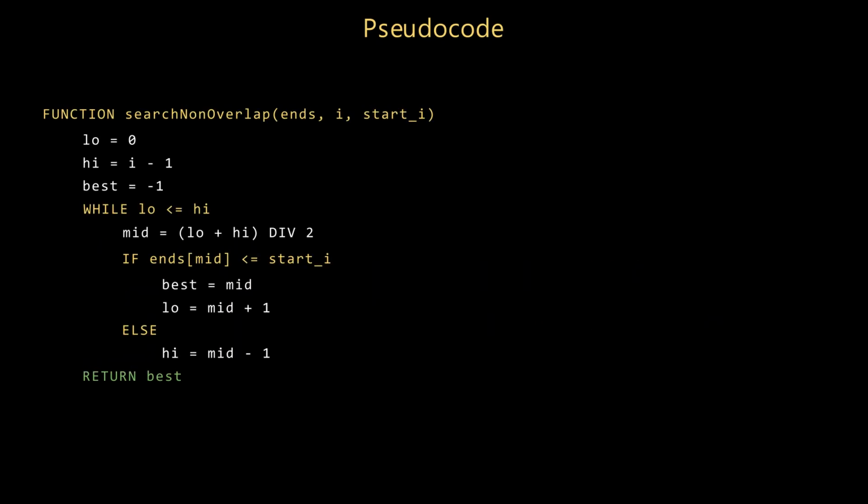The helper binary searches indices 0 through i-1 on the sorted end times. If the middle job ends on or before start_i, we remember it and move low up to hunt for a later feasible predecessor, otherwise we shrink high. When the window collapses, return best or -1.